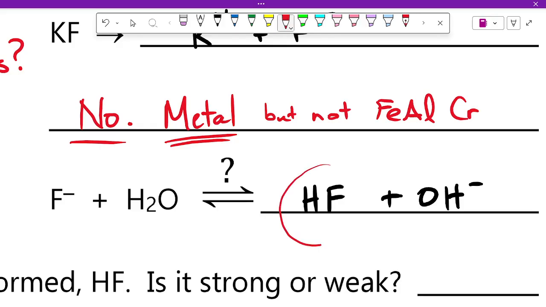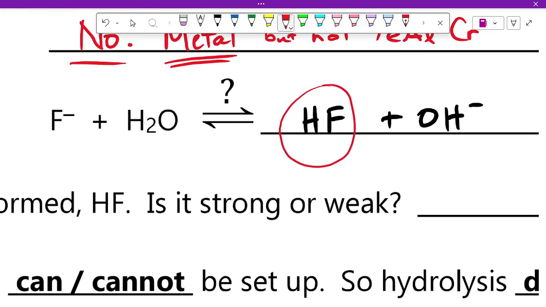What type of an acid is HF? HF is weak. All the other halide acids are strong: HCl, HBr, HI, but HF is weak. And you can go look it up on your table, and it is in the weak area. Okay? So HF is weak.